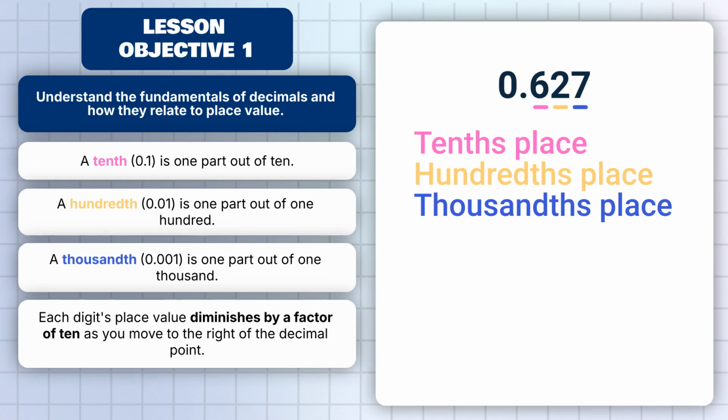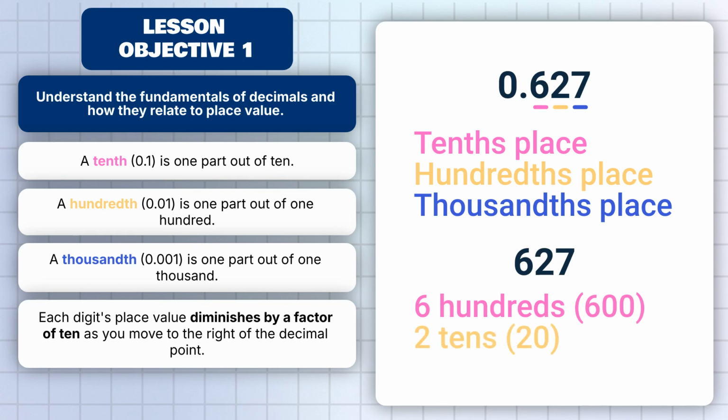For whole numbers like 627, we understand it as 6 hundreds, 600. 2 tens, 20. 7 ones, 7. We don't typically include places like tenths or hundredths for whole numbers because they would just be zeros and wouldn't change the number's value. So 627 is already precisely represented.